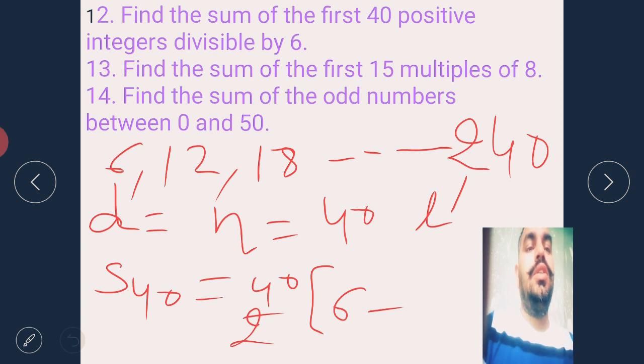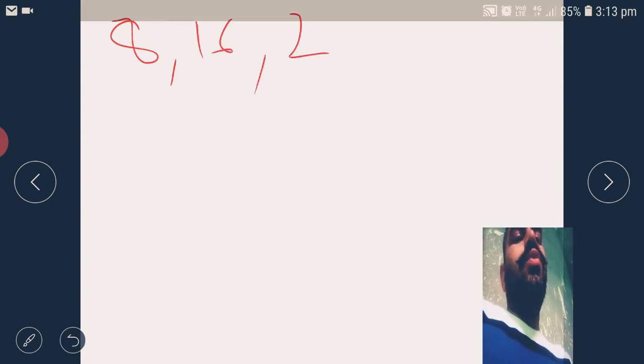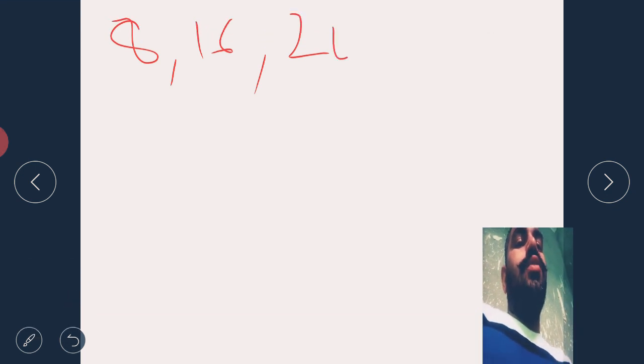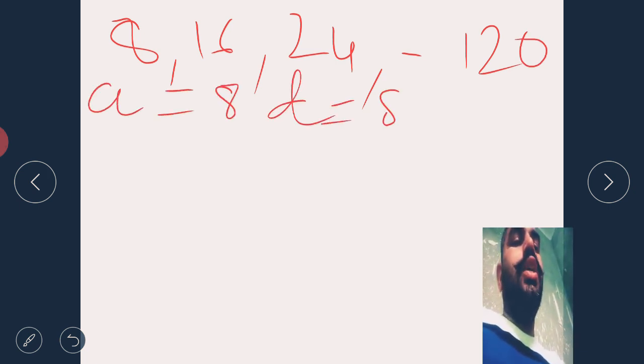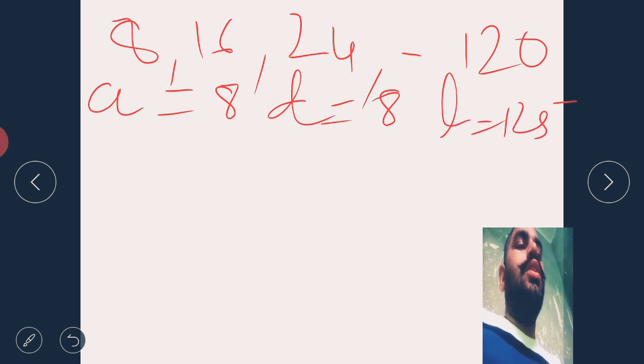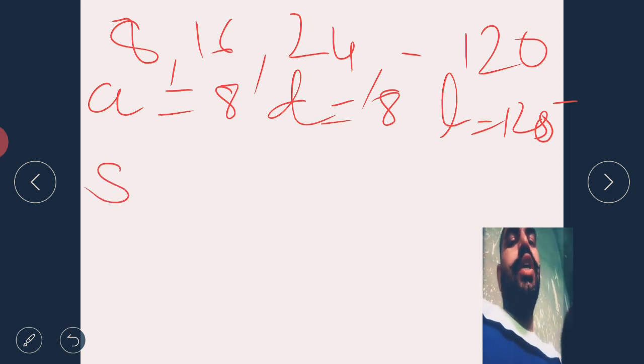Second question here. Find the sum of first 15 multiples of 8. 15 multiples of 8 means 8 times 1 is 8, 8 times 2, and then 8 times 15. So 8 times 2 is 16, and 8 times 3 is 24, up to 8 times 15 is 120. So a is here 8, d is also 8, l is 120. Okay or not? So are you able to find S15?